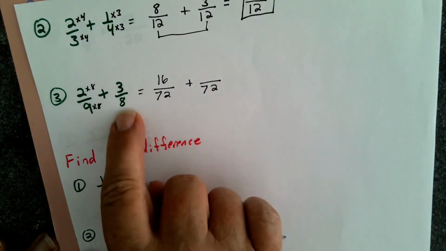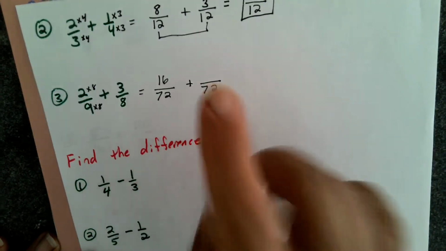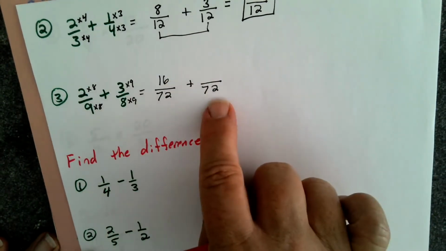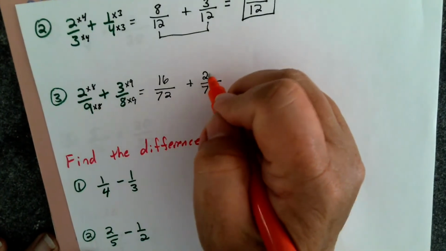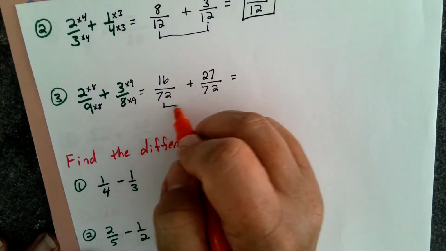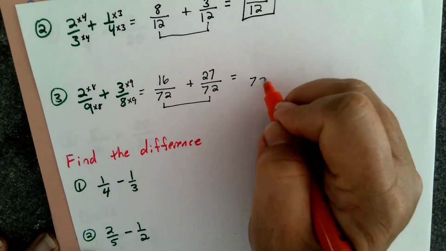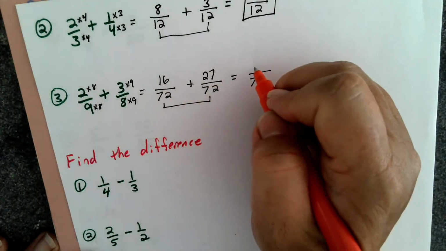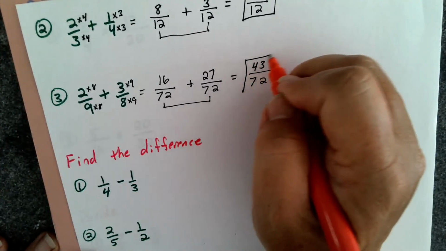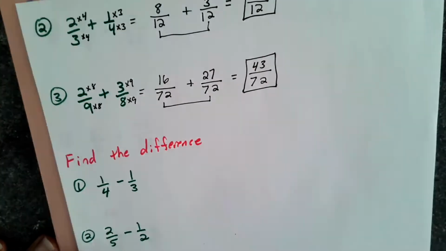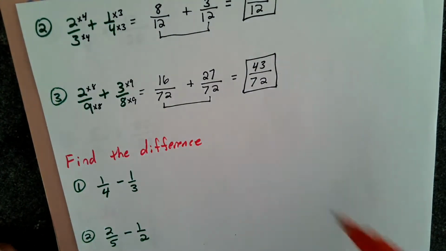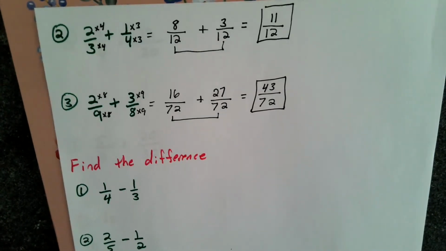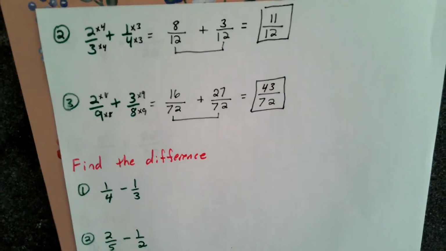Same thing with the 3/8. 8 times what gives me 72? The answer was 9. 8 times 9 is 72. 3 times 9 is 27. Once the denominators are the same, you carry that denominator and then you add the numerators, and 16 plus 27 is 43. If you've done it correctly and have used the least common multiple, you will not have to reduce your ending fraction. It'll already be in reduced form, but be careful if you haven't chosen the least common multiple. Sometimes you need to reduce your answer.